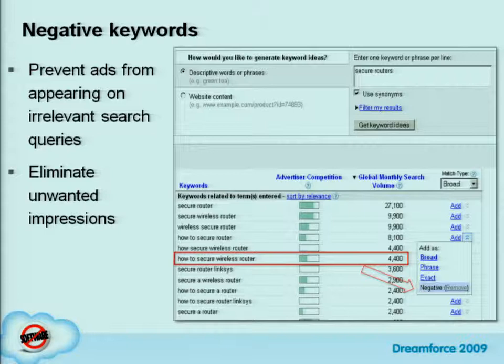So we go back to secure routers. A keyword in here is how to secure a wireless router. If you sell secure routers, you may not have any information on how to secure a different person's router. That keyword may not convert for you. So right inside the Google interface, you can identify that keyword, add it as a negative keyword, and you can say, you know what, if someone searches for this, I don't want to show up.